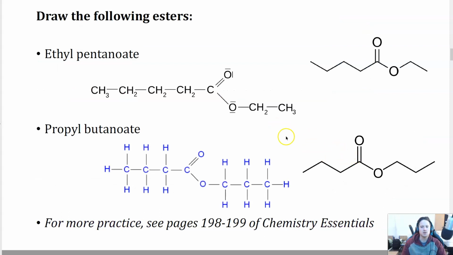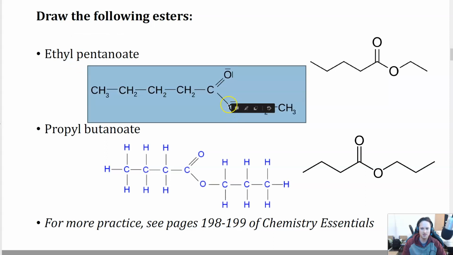So in order to draw the following esters, you want to get some practice in order to represent different structures. So ethyl pentanoate, you'll need to be able to draw this from just the description itself. Okay, so you want to basically start by drawing this, and then the ethyl, that's how many carbons come off of this oxygen here.